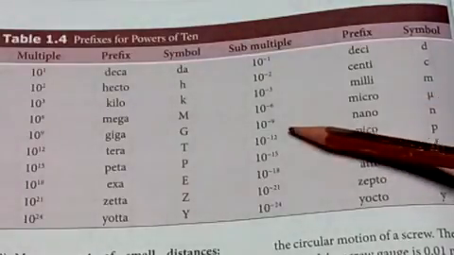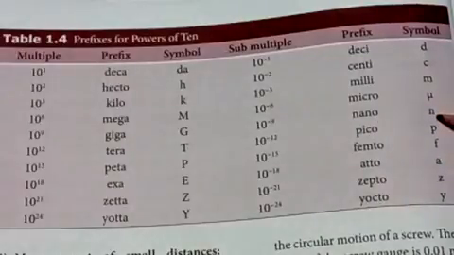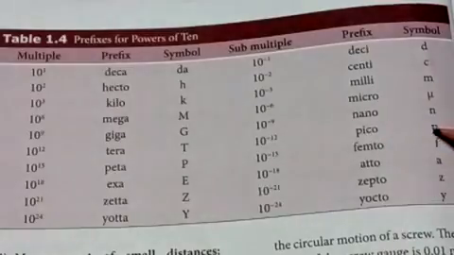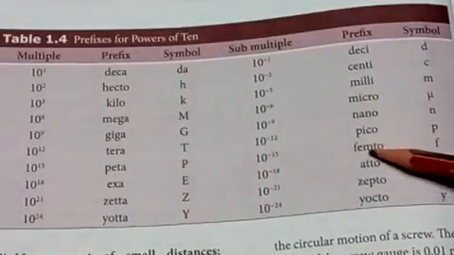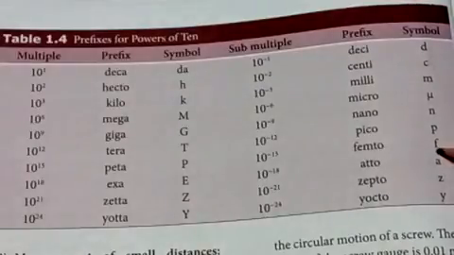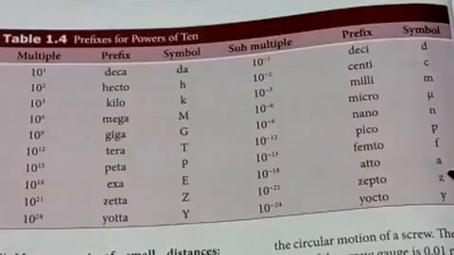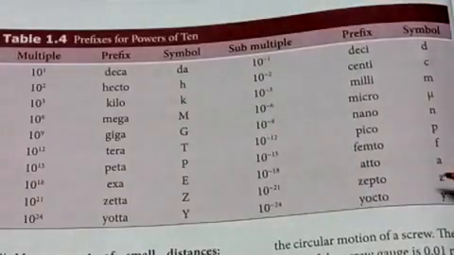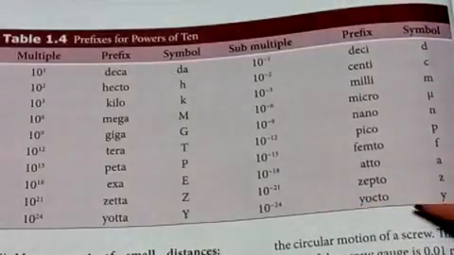10 power minus 9, we call it nano, symbol is small n. Then 10 power minus 12, we call it pico, symbol is small p. 10 power minus 15, that we call femto, symbol is small f. 10 power minus 18, we call it atto, symbol is small a. 10 power minus 21, we call it zepto, symbol is small z. 10 power minus 24, we call it yocto, symbol is small y.